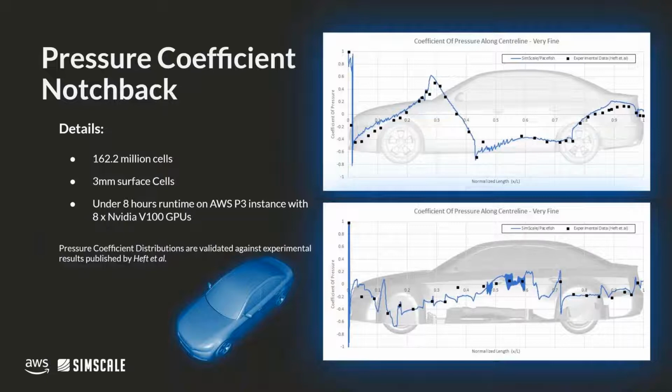The lattice size was similar to the previous run, with 162 million cells. 3 mm surface cells were again used to accurately model the boundary layer effects. The solution was achieved in under 9 hours.